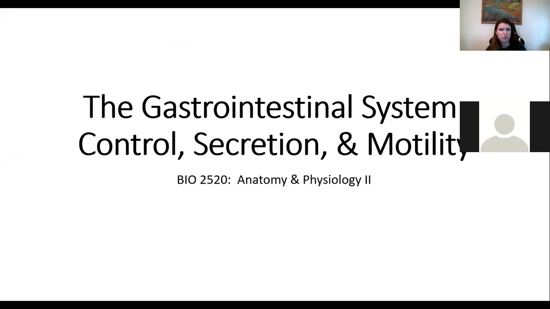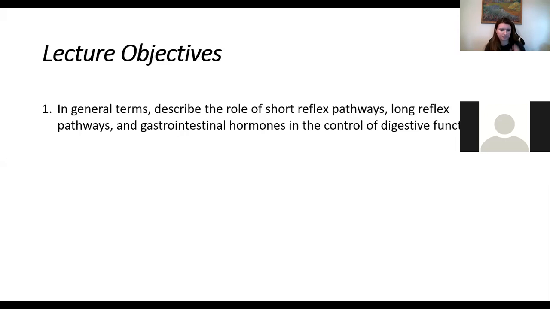Okay, so the final part of the GI system that we want to talk about is basically how stuff gets controlled, a little bit more about secretion, and a little bit about movement of stuff in the GI tract. What I want to talk about today are our reflex pathways and some of how hormones are controlling digestive function.